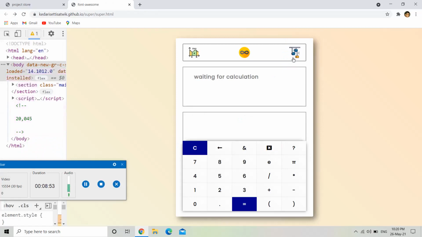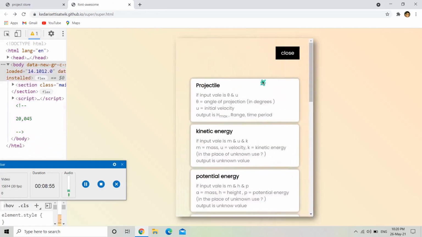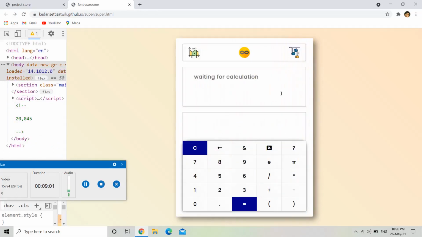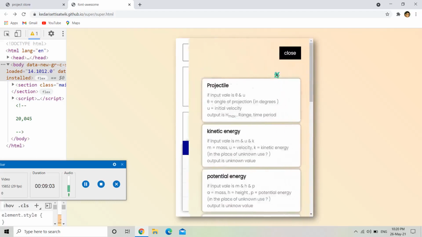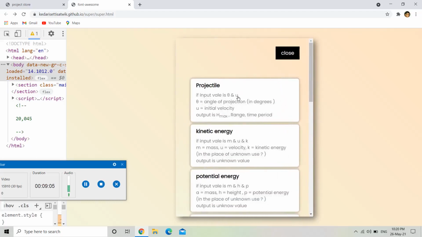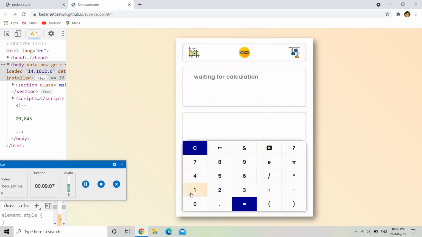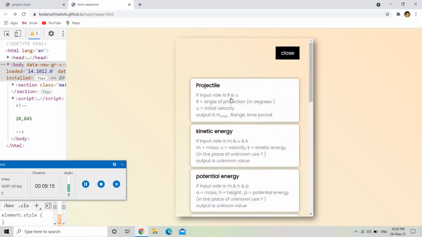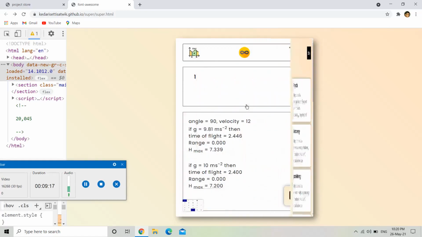And now let's check the physics formulas. In physics we have projectile, kinetic energy, potential energy. Now let's see how this works. For using projectile, you should write the input in this format, theta and velocity. I have theta as 90 degrees and velocity as 12 meters per second. Now let's see what the output will be.